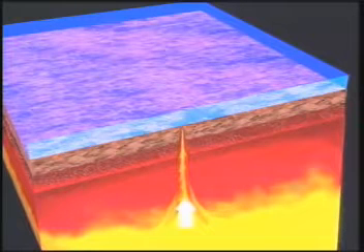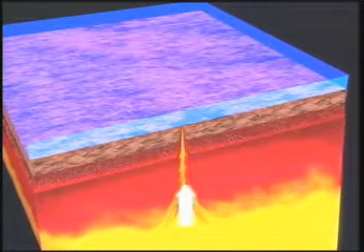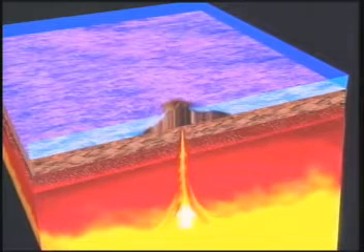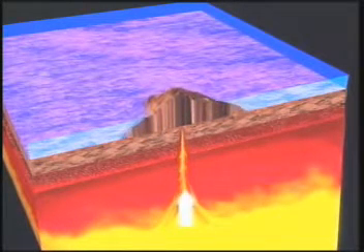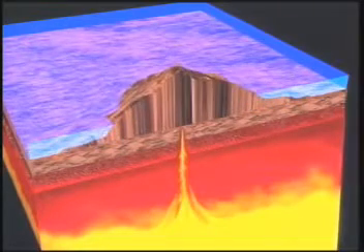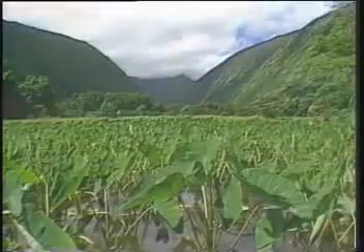More magma follows, adding to the formation of an underwater volcanic dome. The dome becomes larger and larger, and may, after thousands of years, rise above sea level. Every island in the Hawaiian chain, as well as many others around the world, was formed in just this way.